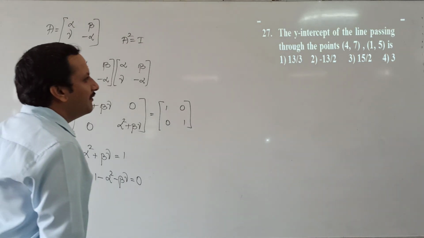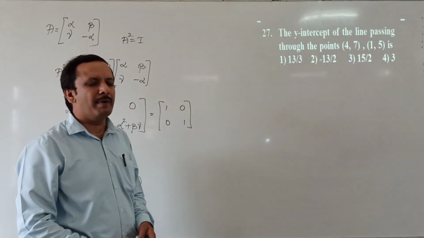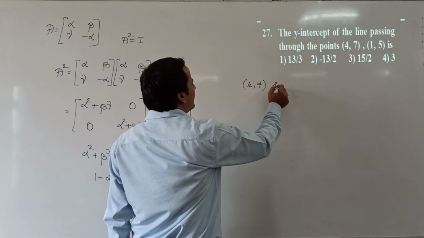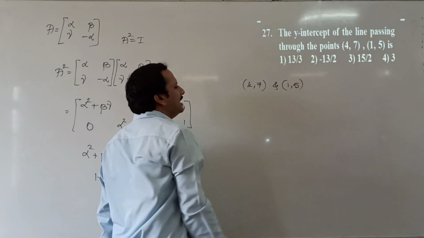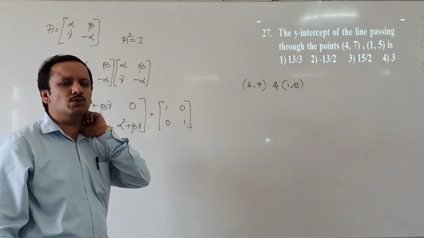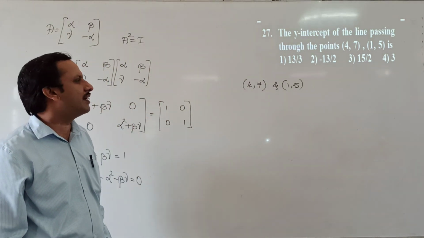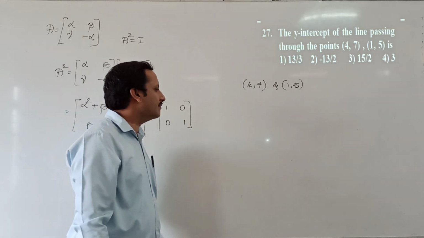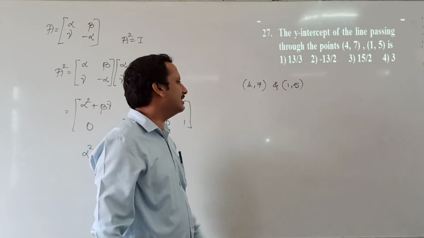27th question. The y-intercept of the line passing through the points (4, 7) and (1, 5). We have to find the y-intercept of a line which passes through these 2 points. First we shall find the equation of the line passing through these 2 points. So the equation of the line passing through (x1, y1) and (x2, y2).